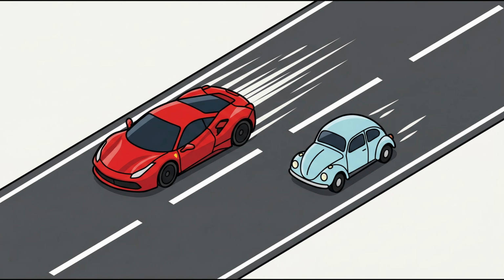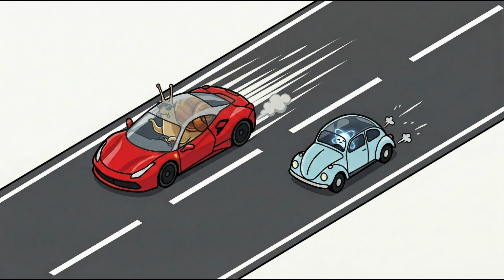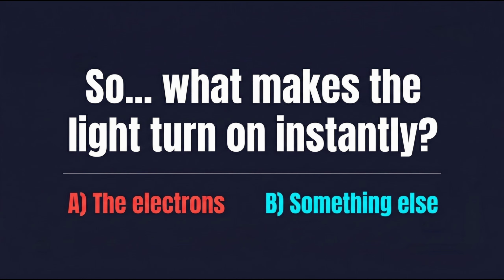So let's settle this with a race. The snail gets the Ferrari, the electron gets the Beetle. And it's still not a fair race. The snail wins every single time. So if the thing carrying your electricity is this slow, what do you think actually makes the light turn on instantly? The electrons? Or something else?